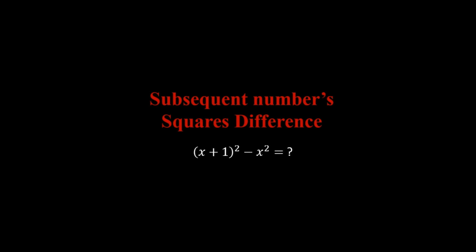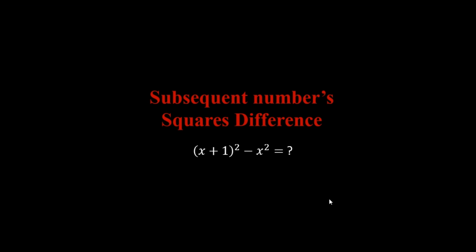Hey, there is an interesting pattern in the difference of subsequent squares. Okay, so subsequent squares, what do you mean by that? Like, the difference between 2 square and 1 square, 3 square and 2 square, 4 square and 3 square. Okay, if you try to formulate, let us consider 3 square minus 2 square. How can we formulate this?